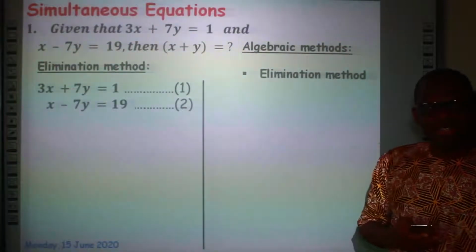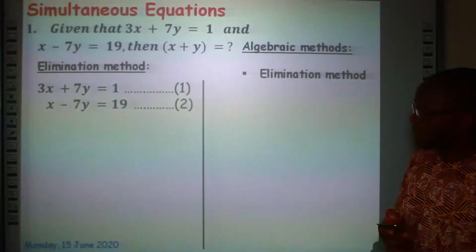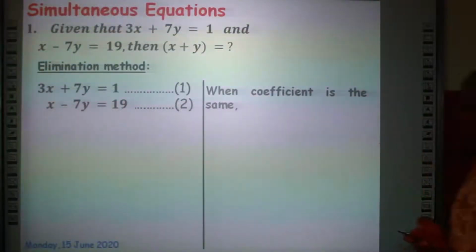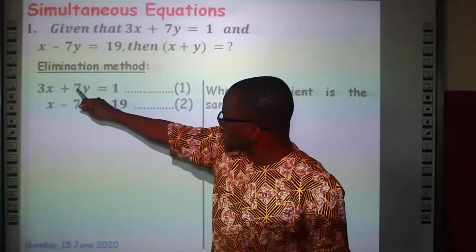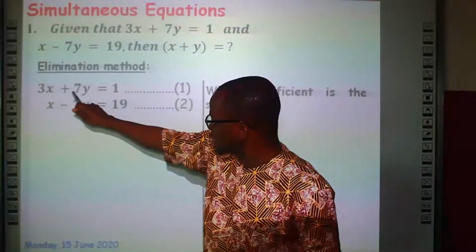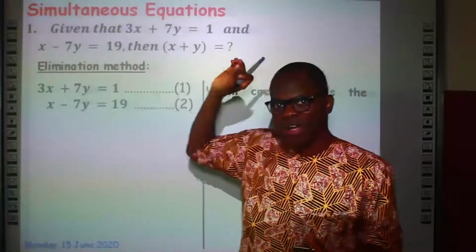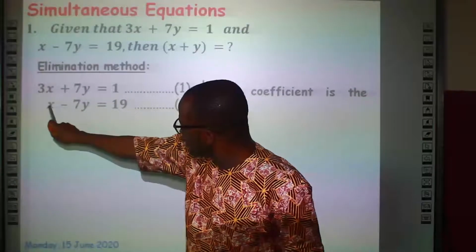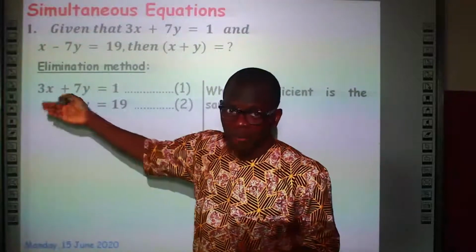So let's see the steps involved in using the elimination method to solve the given pair of simultaneous equations. Step 1, you look at the coefficients that are the same. In equation 1, the coefficient of y is 7, or plus 7 if you take the sign into consideration. But for now, let's ignore the sign and just concentrate on the coefficient, which is the number before the letter. So the coefficient of y here is 7. The coefficient of x there is 3. The coefficient of x in equation 2 is 1. We don't normally put the 1 there, but it's actually there.